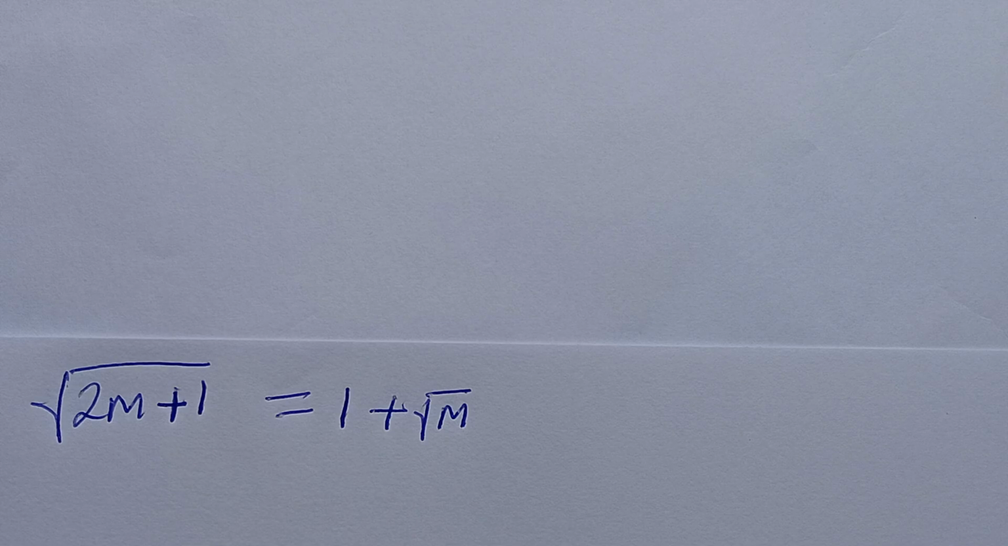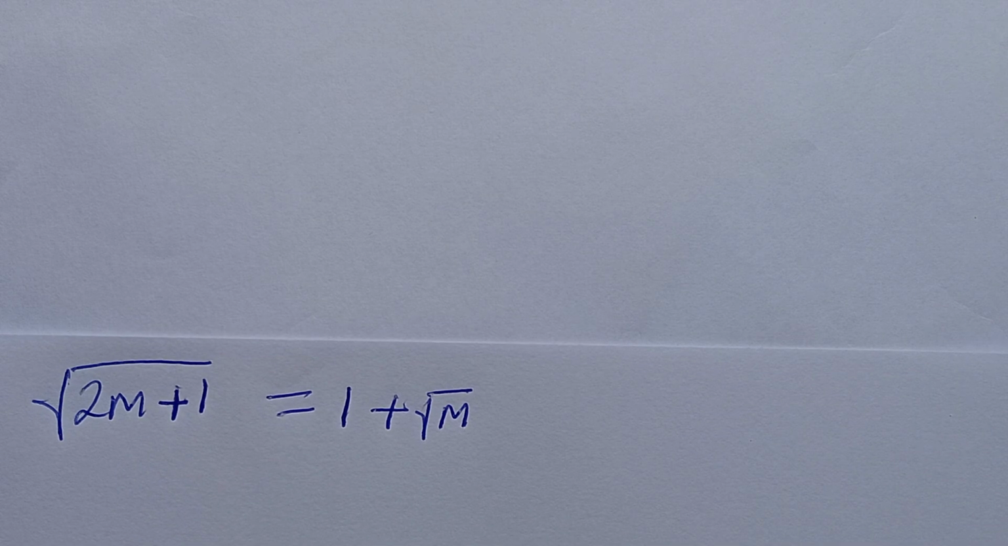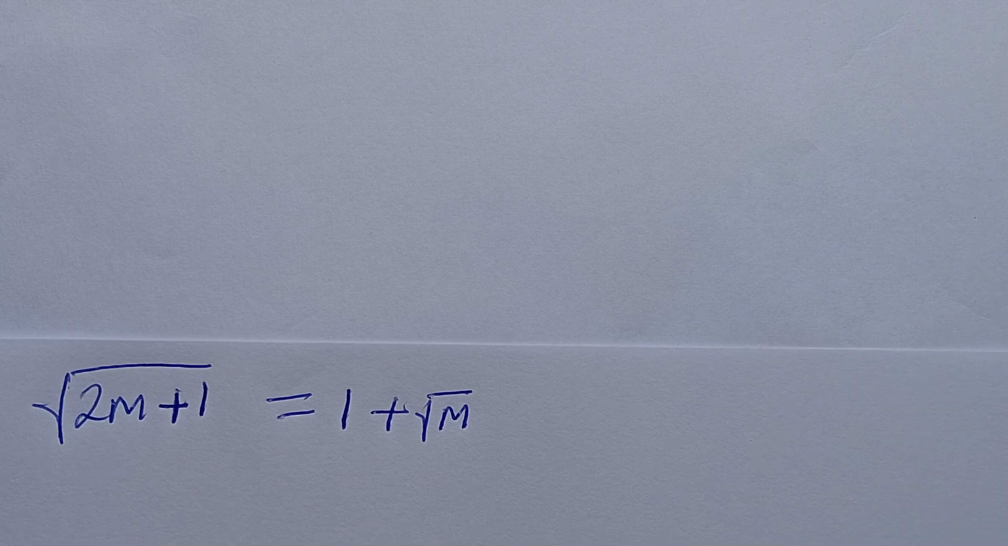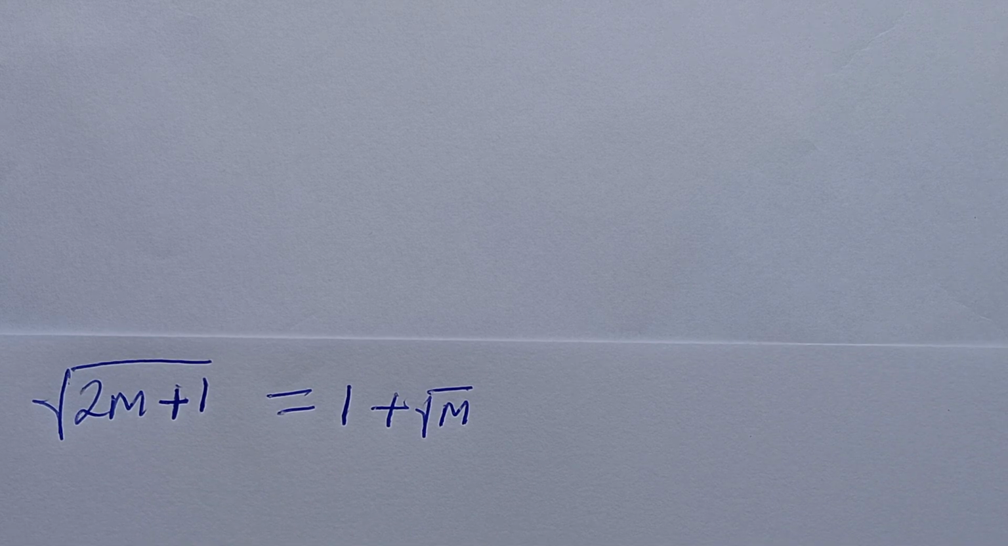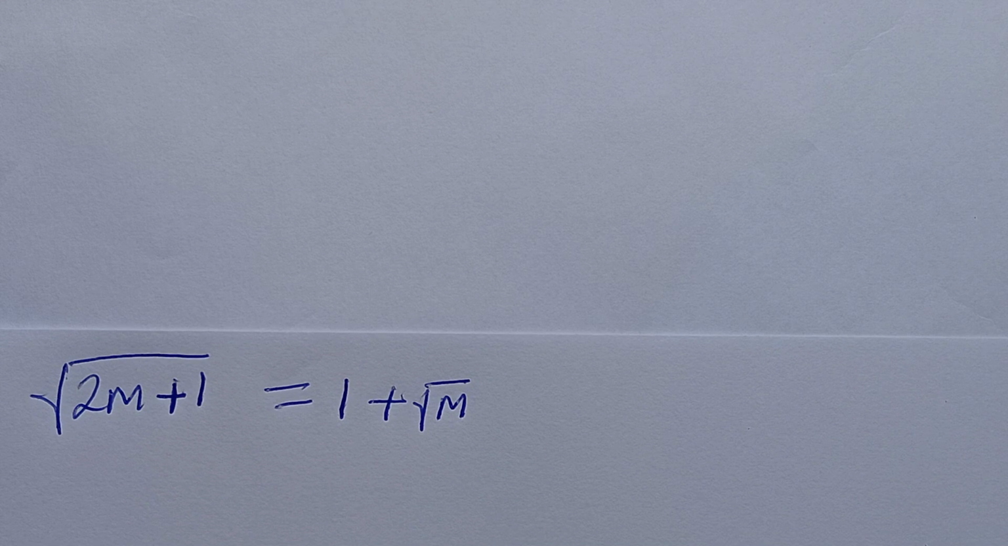10 seconds, right? Good. So the question is the square root of 2m plus 1 equal to 1 plus the square root of m. So how do we solve for the value of m that satisfies this original equation? Now, two methods can be applied in solving this challenge here. I can either move all the radical terms to one side of the equation, or I can go ahead to square both sides of the equation since the radicals are of the same kind.